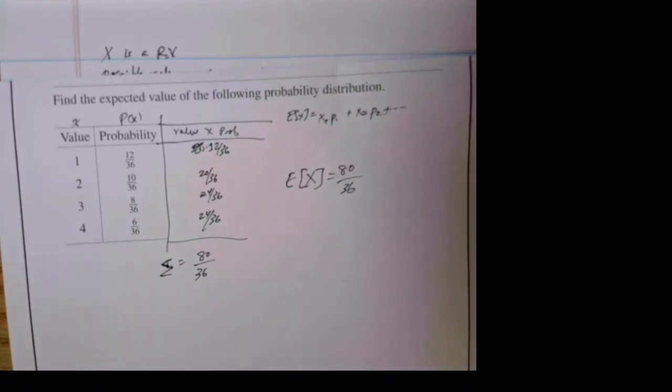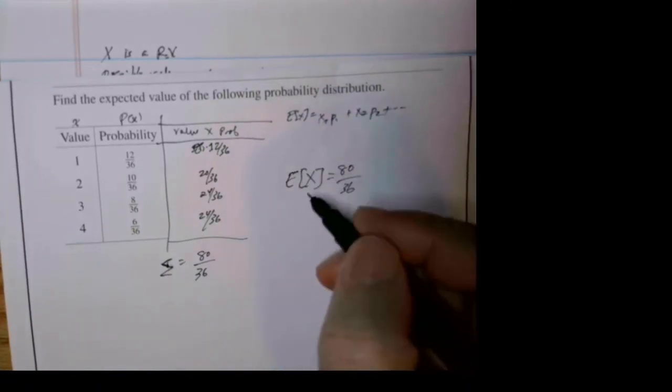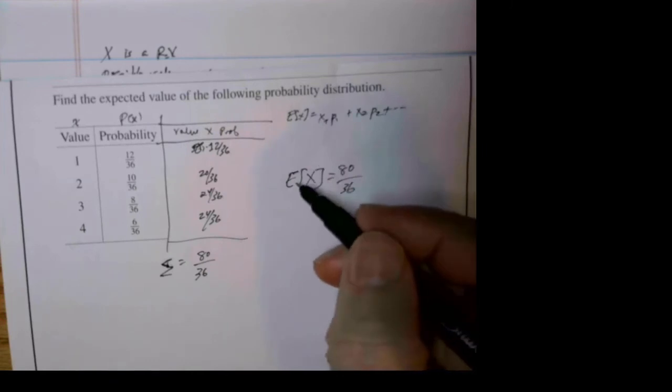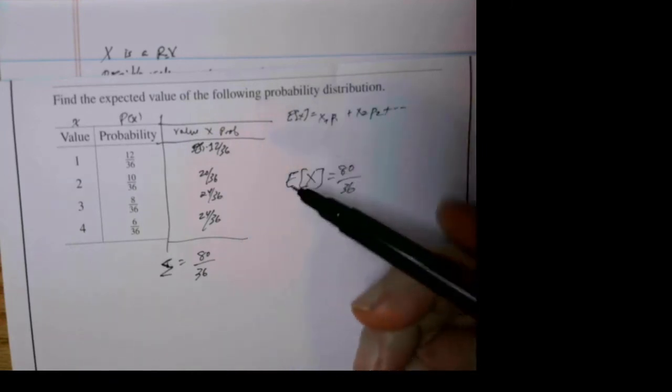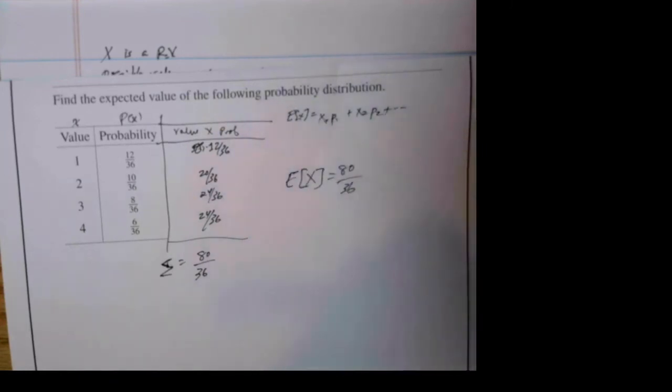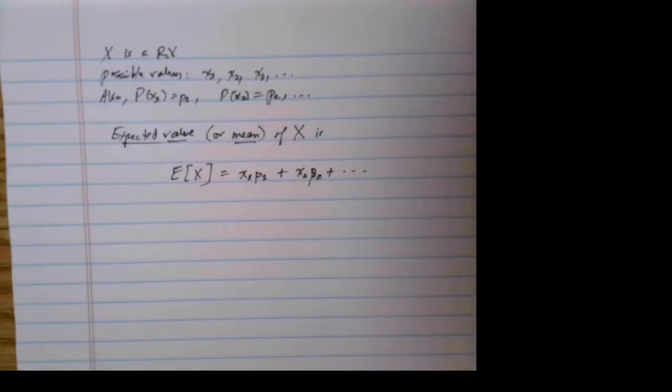Okay, that's as much as you will need to do for expected value of a discrete random variable. It could also be called the mean. You might be asked for the mean of the random variable x, and you would make the same calculation. Those mean the same thing.